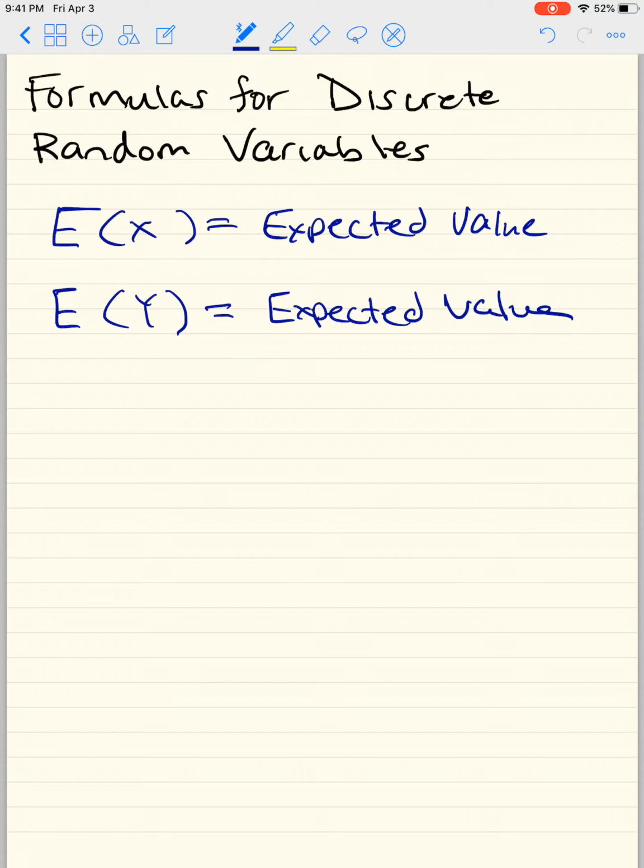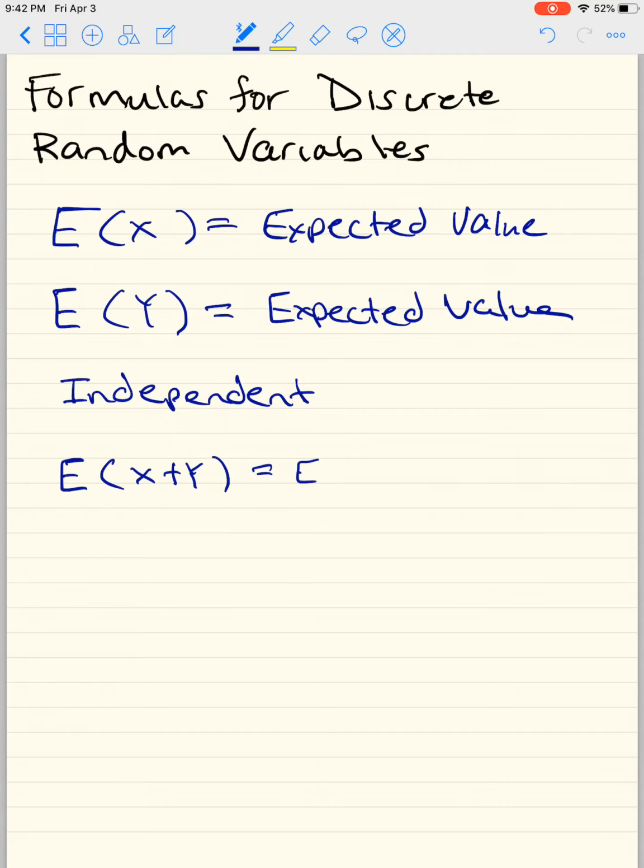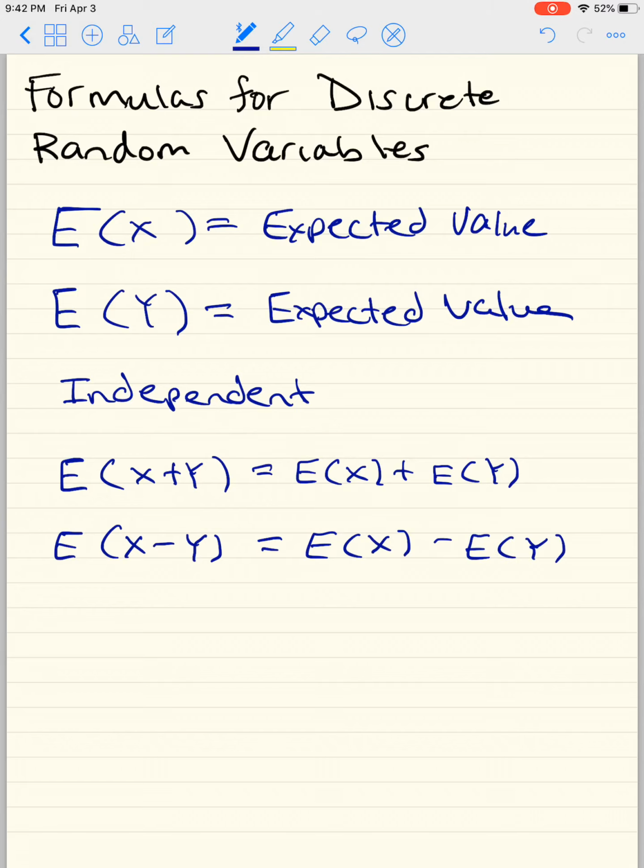So, if X and Y are independent, that's very important. If X and Y are independent, then we can do something with both of these variables. We can figure out what E of X plus Y is. Well, E of X plus Y is just E of X plus E of Y. That's right, you just add them together and you get the average for the total. E of X minus Y is equal to E of X minus E of Y. And pretty much that's how you figure out the total or the difference of two random variables.